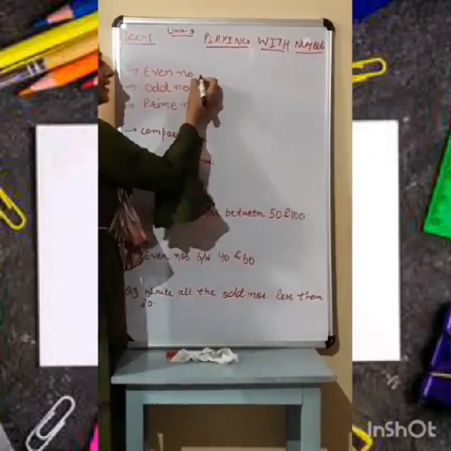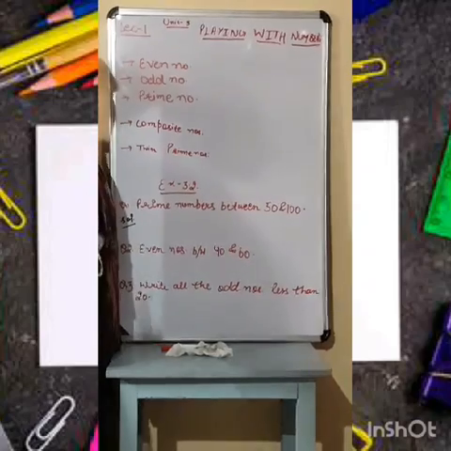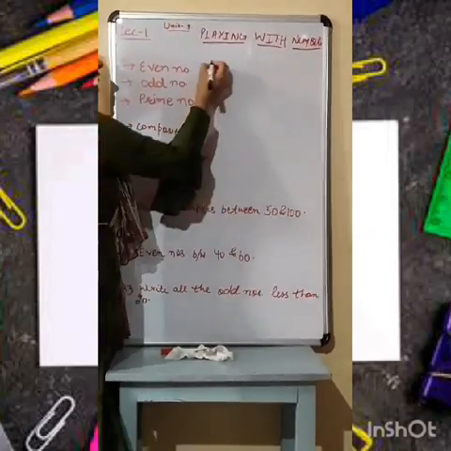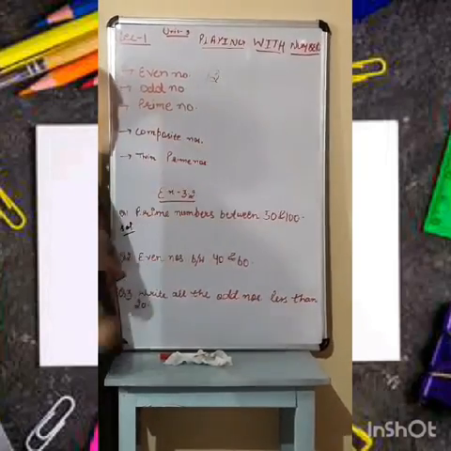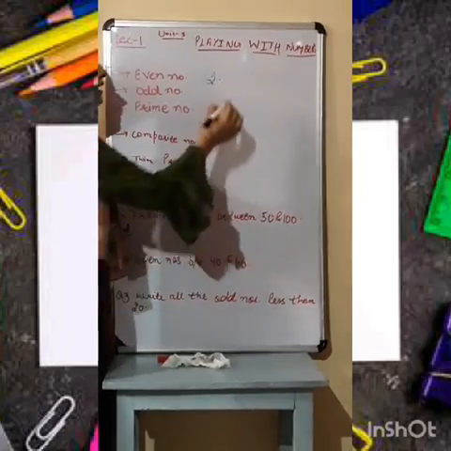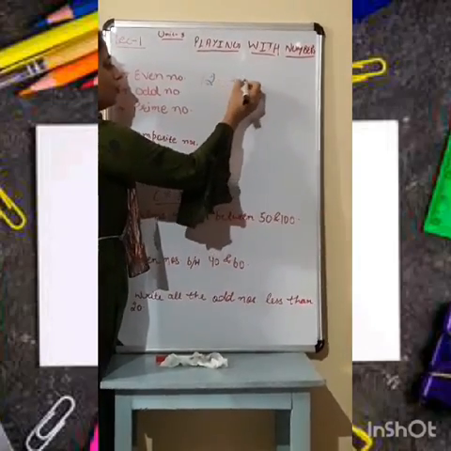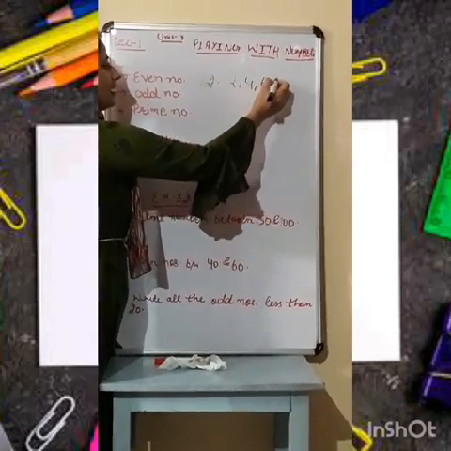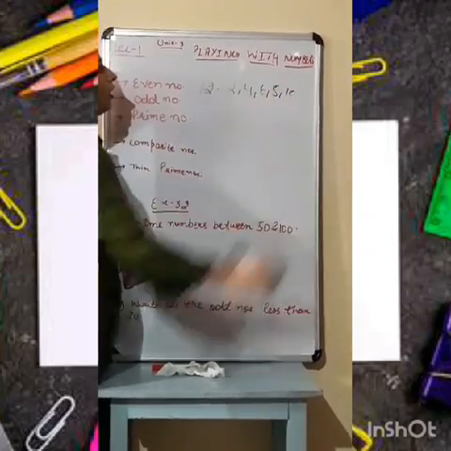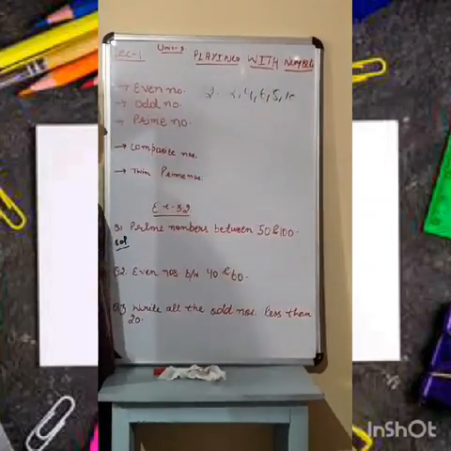Your first definition is even number. Even numbers are those numbers which are divisible by 2. Okay? If we consider an example, for example 2, 4, 6, 8 and 10. All these numbers are divisible by 2.